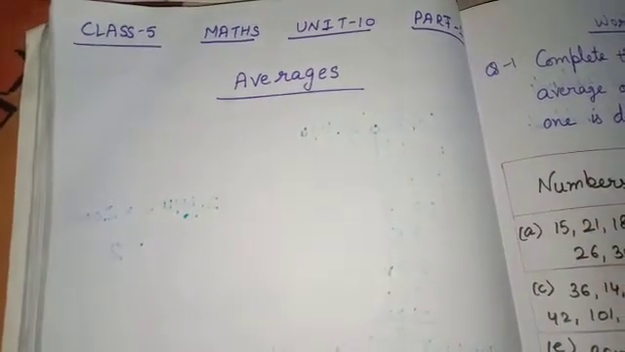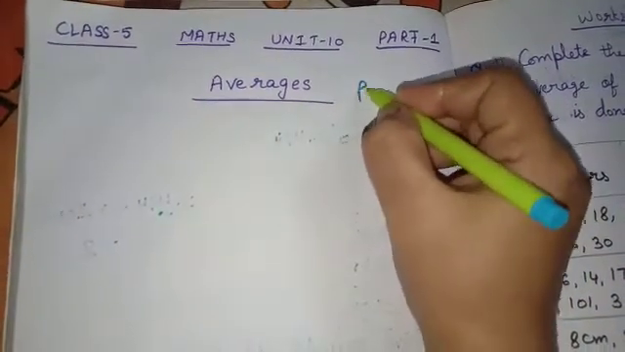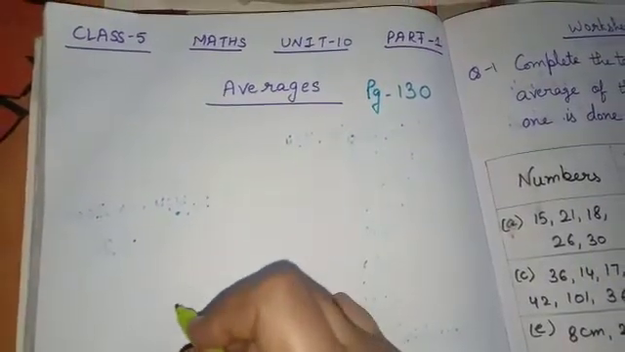Today we are going to start unit 10, averages, which is at page number 130 of our book. Let me start the chapter with an example.